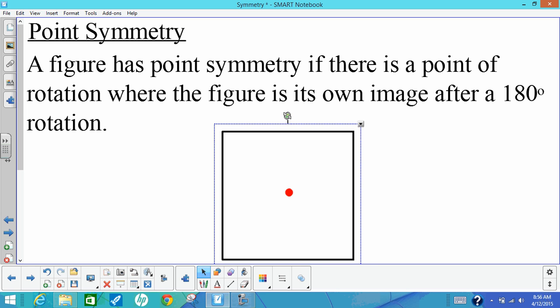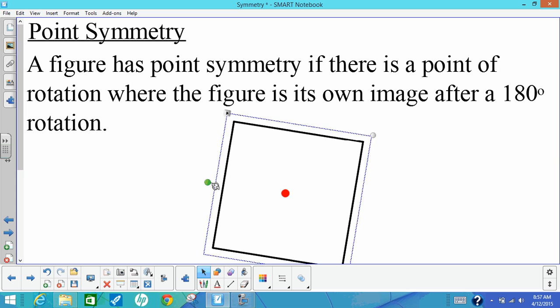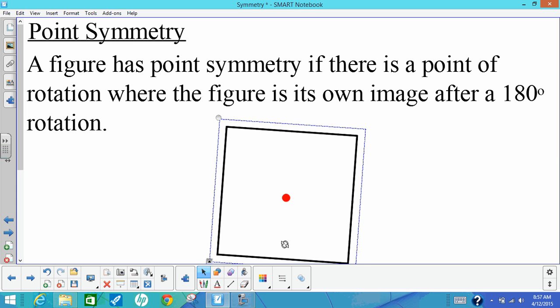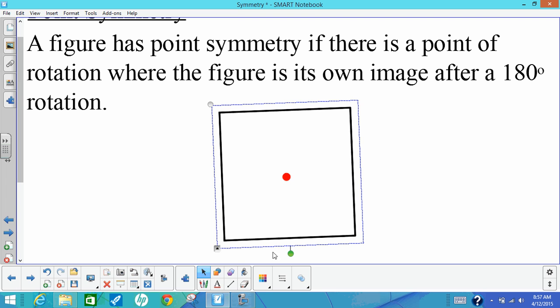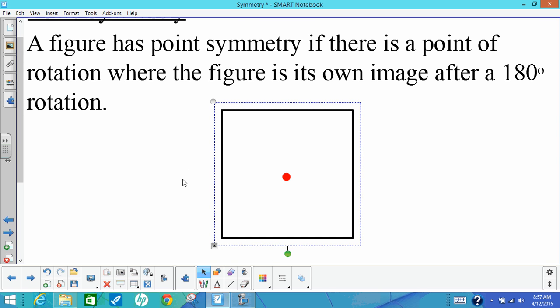180 degrees, so that means 90, 180, oops, I went a little bit further, and it looks exactly the same. So this square has point symmetry because there's a point in the middle here. If I rotate it 180 degrees, the picture is unchanged.